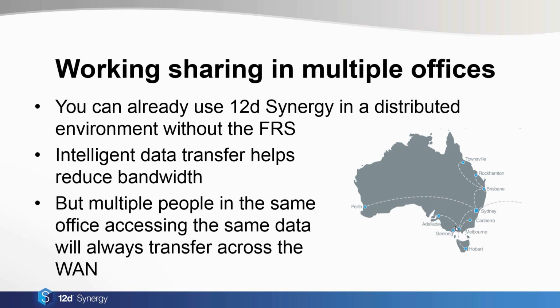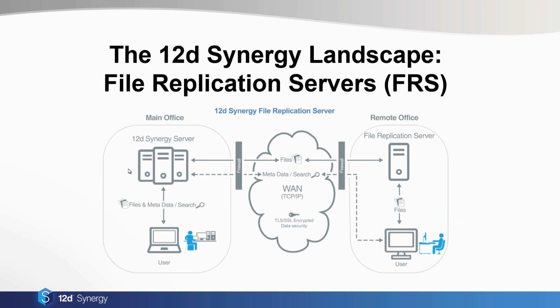So there are still some efficiencies that 12D Synergy can give you when you use the FRS. The 12D Synergy landscape with file replication servers is a little bit different. Everybody still connects to the centralized 12D Synergy server for all their metadata or informational needs to list which files are available, which 12D model projects are available, who has made what changes, to search for information, and all that sort of stuff. But this doesn't take up much bandwidth. It's actually very quick to access that sort of information. All that heavy load is really in the file transfer.